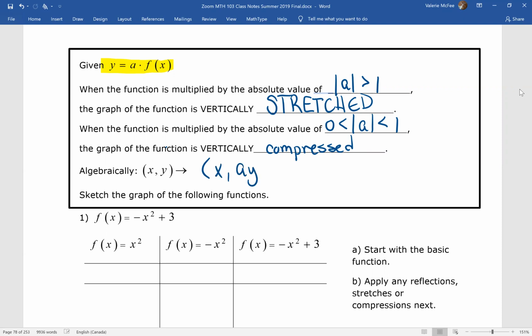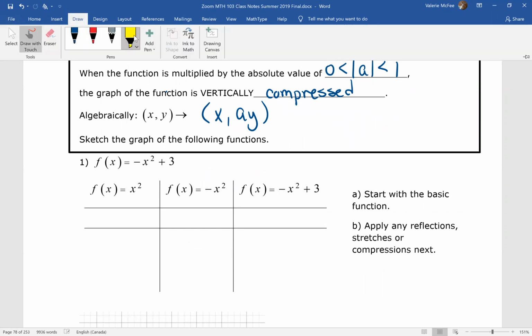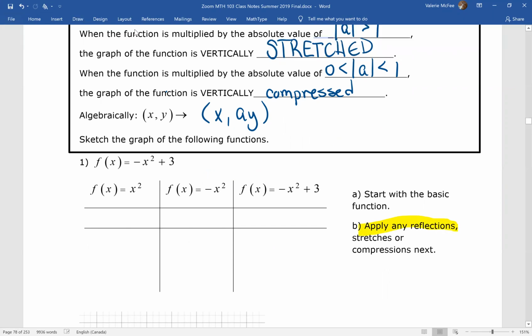We're just going to say that we multiply our y by a, whatever it is, so that if we have a negative a, then we know we have a reflection across the x-axis. So a reminder when we are graphing: we always start with the basic function and then we apply any reflections, stretches, or compressions.